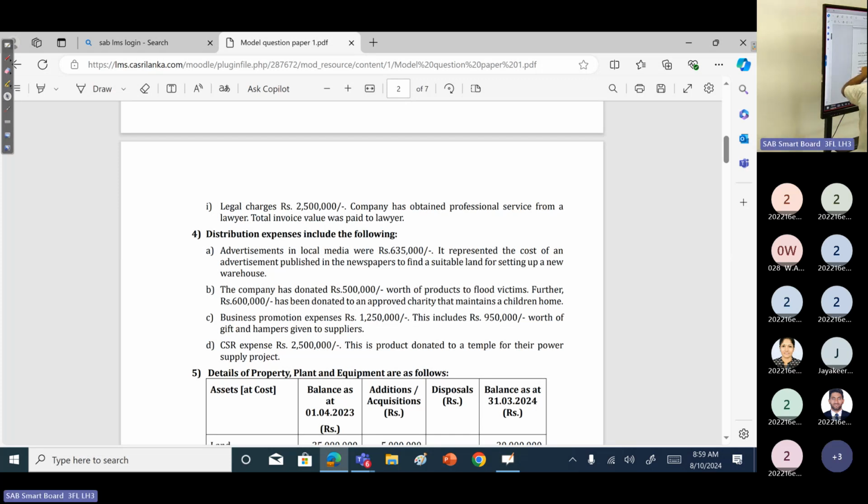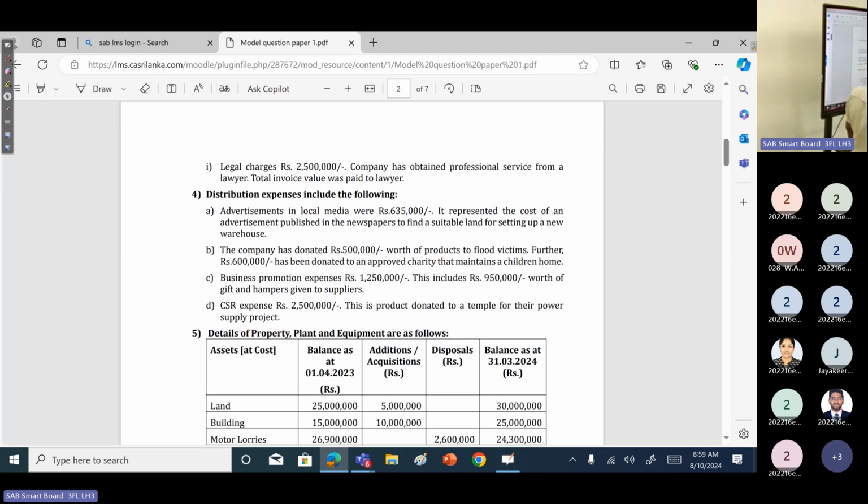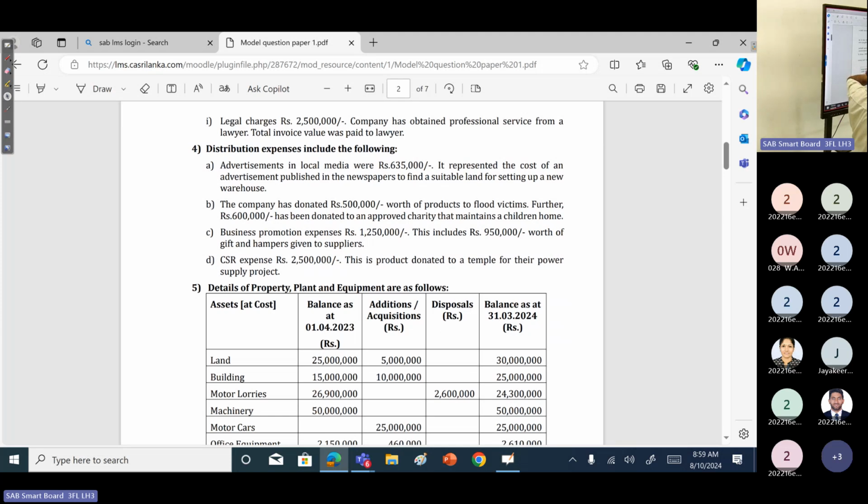Distribution expenses include the following: advertisement, local media house fixed investment, the cost of an advertisement published in the newspaper to find a suitable land for setting up a new warehouse. The company has donated ₹500 worth of product to flood victims. Further, 600,000 has been donated to a charity that maintains a children's home. Business promotion expenses include 950 worth of gifts and hampers given to suppliers. Right? CSR expense, that is a corporate social responsibility project expense: product donated to a temple for their power supply project.